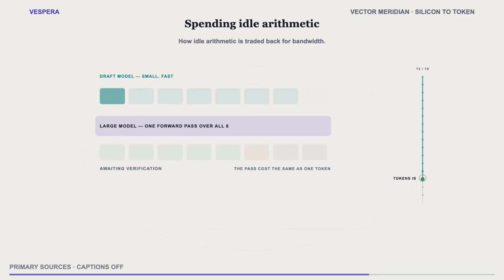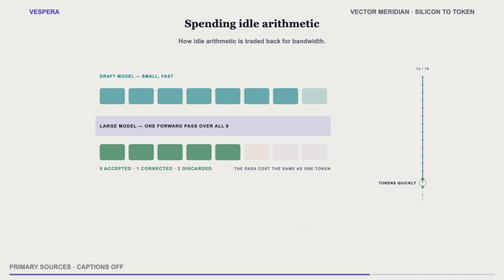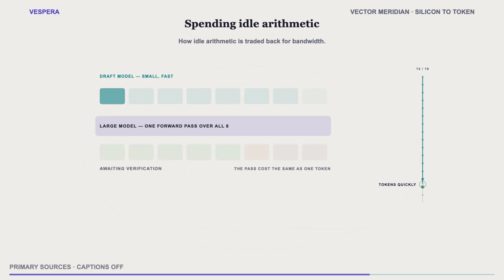It is not a way of making the machine faster. It is a way of noticing what the machine has too much of, and trading it for the thing it does not have enough of. Every good optimization in this film has that shape. Find the resource that is abundant. Spend it on the one that is scarce.